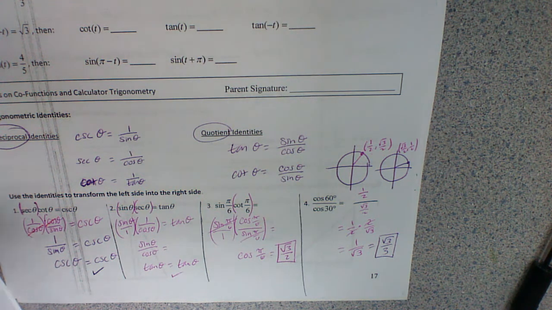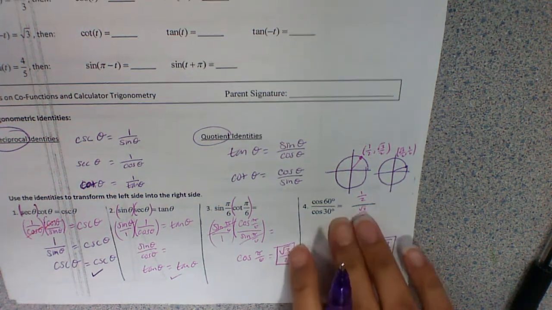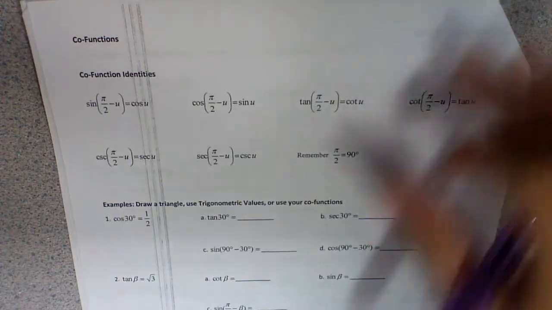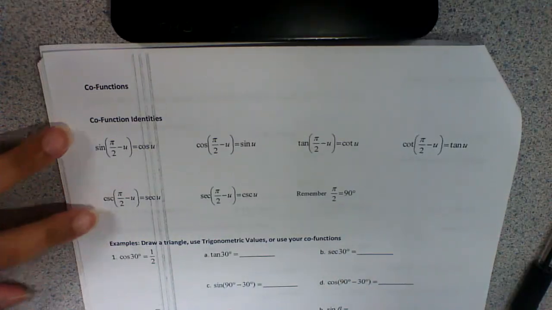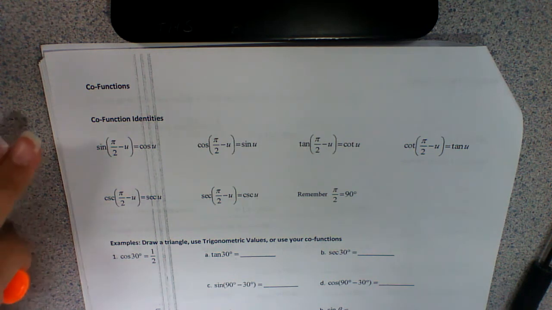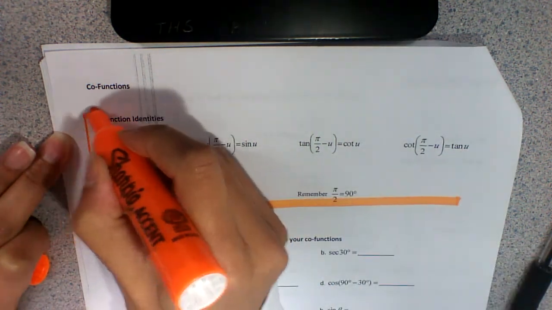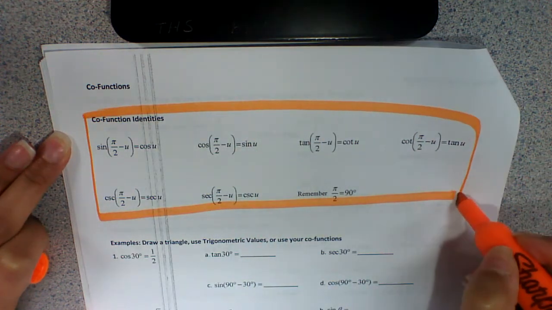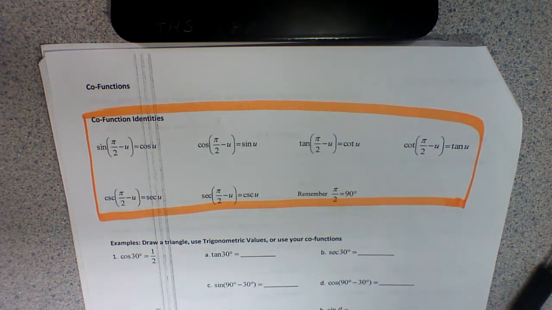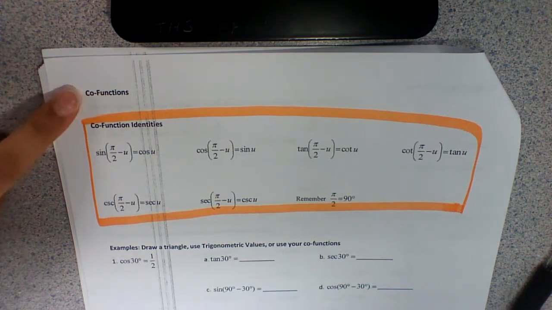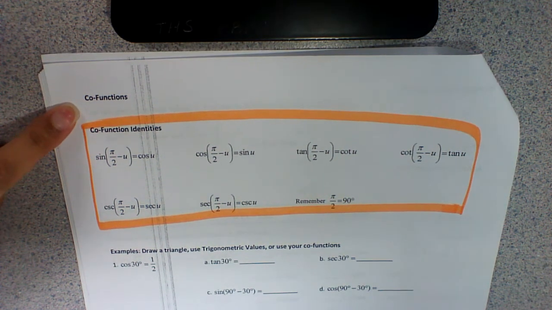Okay, on page 18, it's a different idea. Now this is where cofunctions actually come in. So let's take a look at what we have here. You're given all of these identities. The first thing I want you to do is go ahead and box that or highlight that. That way you have those right there for you. We're going to come back to these, but let me give you an example of a cofunction before I move on.